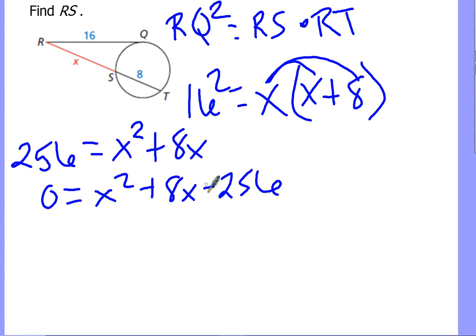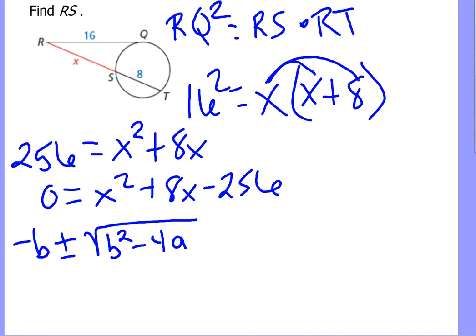And so just based on what the factors of 256 are, we're not going to find any that will multiply to get negative 256 and add to get a positive 8. So we're going to go ahead and look at our quadratic formula for this case. Just quickly as a reminder, don't forget your quadratic formula is opposite b plus or minus the square root of b squared minus 4 times a times c, all over 2a.